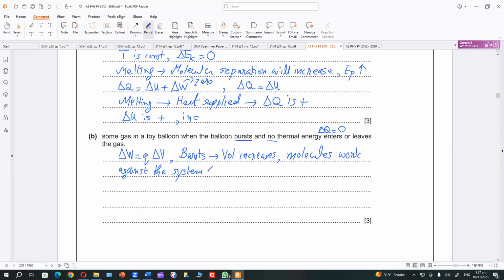Delta Q is 0. Now we have to see about the equation. Oh, sorry, delta Q is 0. So 0 is delta U plus work done. Now what should I do? Work is done by the system. Volume increases, work done increases. Now I have to find delta U. He is asking actually for internal energy. So delta U will be equal to minus delta W.